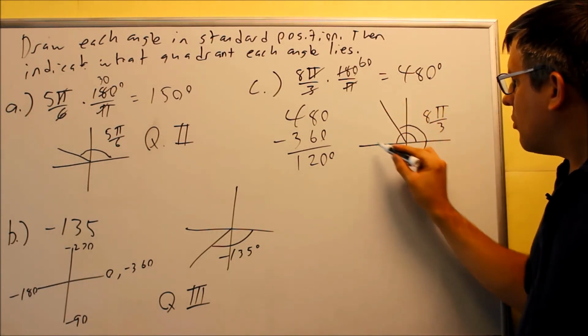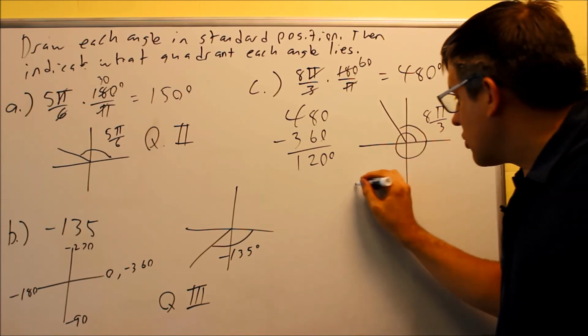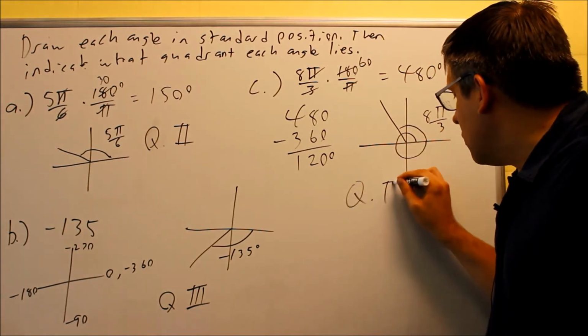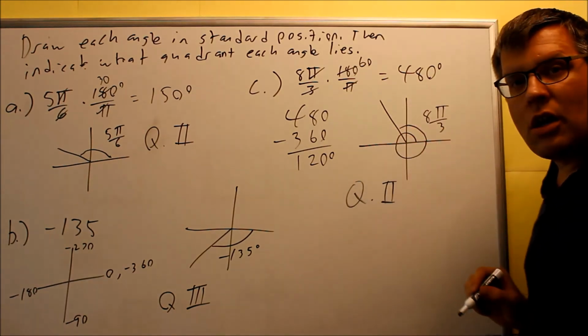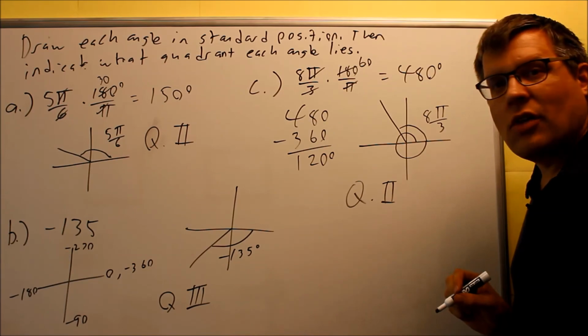And we notice that it's going to be in quadrant number 2. So once again, this one is going to have quadrant 2 as the answer because it's right here. It's between 90 and 180. That's what qualifies that for quadrant 2.